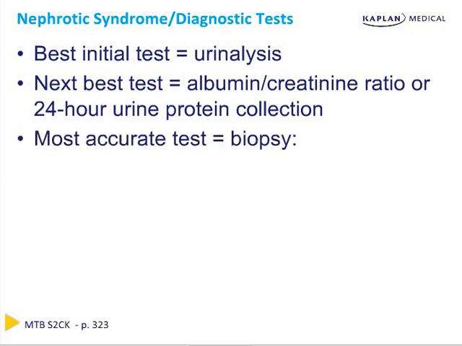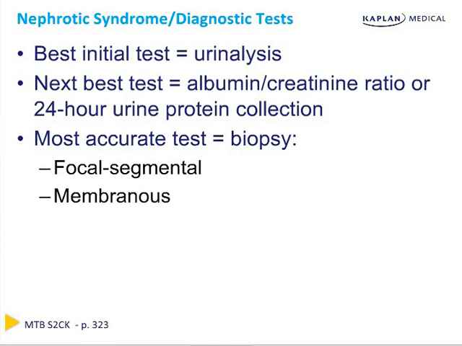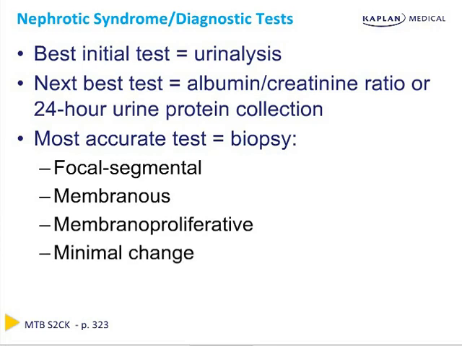Again, I sound like a broken record, but the most accurate test in figuring out the etiology of nephrotic syndrome is going to be a renal biopsy. It'll tell you whether or not the nephrotic syndrome is caused by focal segmental disease, membranous disease, membranoproliferative disease, minimal change disease, or mesangial disease. On Step 1, you had to memorize the pathologic differences between these different forms of nephrotic syndrome, but luckily on Step 2, you just need to know that you need a biopsy to tell the differences between them.